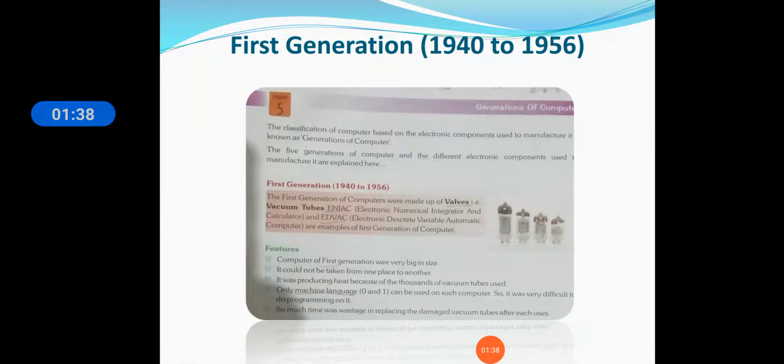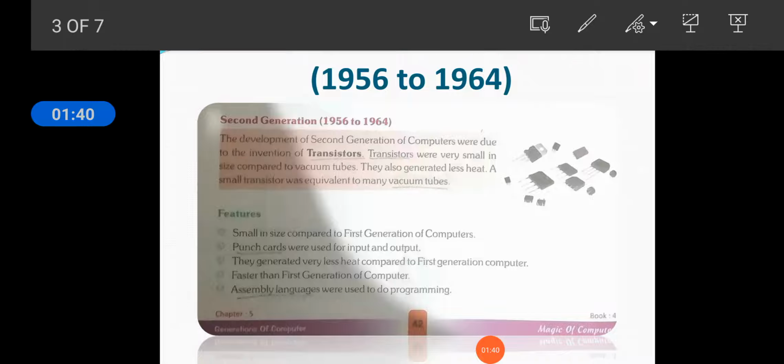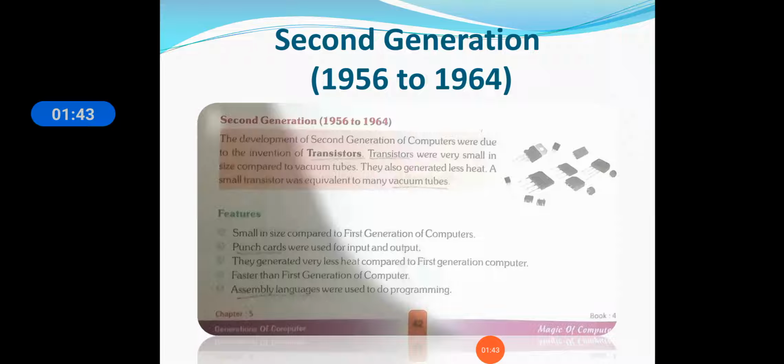Now in the second generation of computers, there was an invention of the transistor, which was very small in size compared to vacuum tubes, so it generated very little heat, and one small transistor was equal to many vacuum tubes. Now let us understand the features and specifications of this. The advantage was that it was very small in size compared to first generation computers.